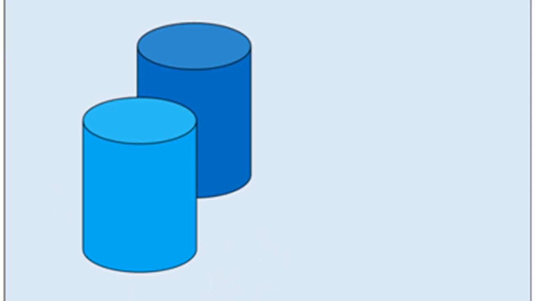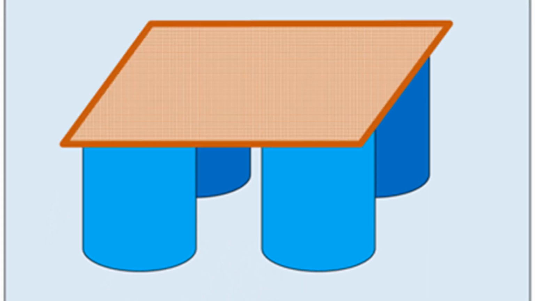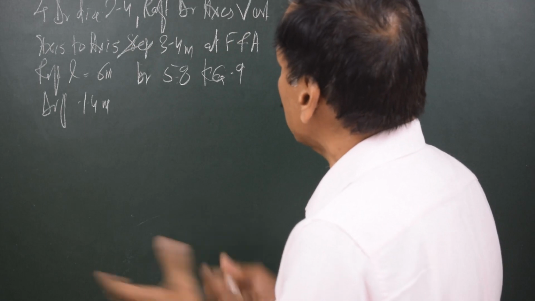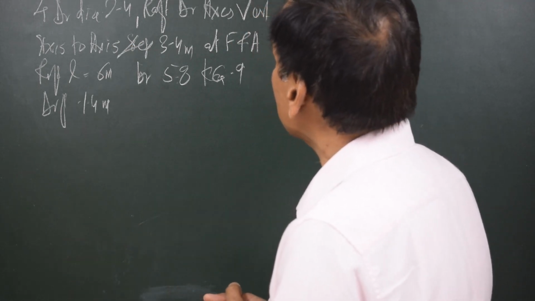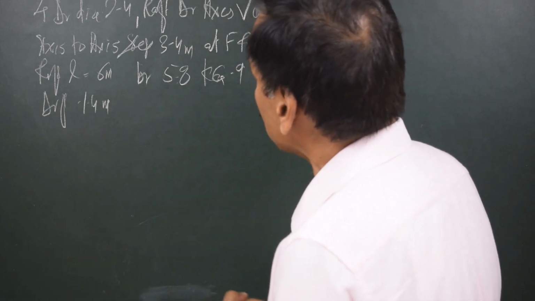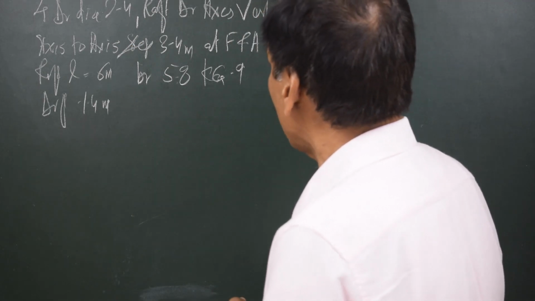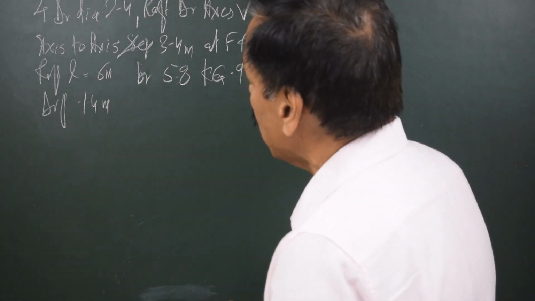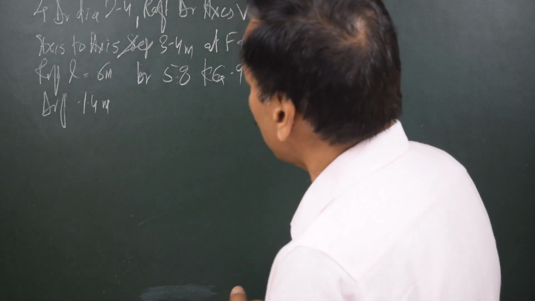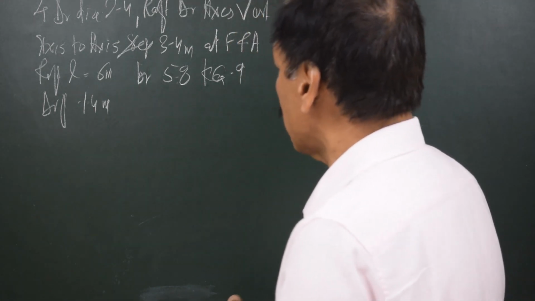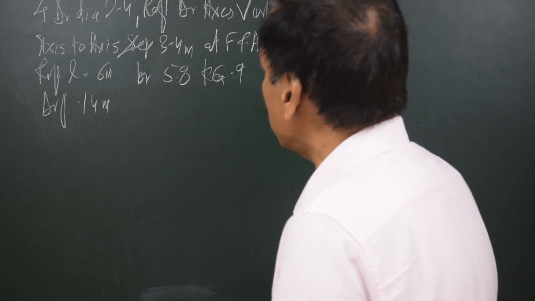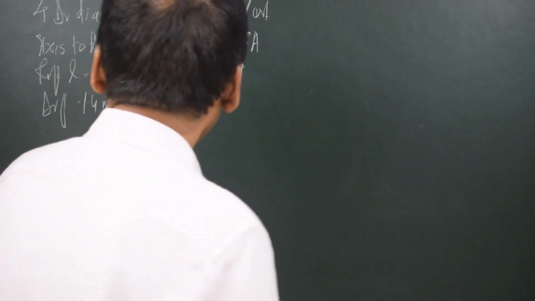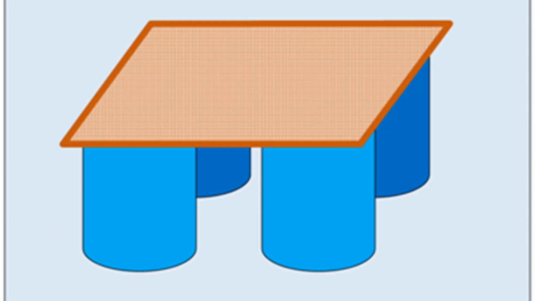We've got 4 drums, each of diameter 2.4 meters, making the raft with the platform on top. The axes are vertical, axis to axis separation is 3.4 meters at forward as well as aft end. This way, the length of the raft is 6 meters and breadth is 5.8 meters. The KG of the raft overall is 0.9 meters and draft is 1.4 meters.